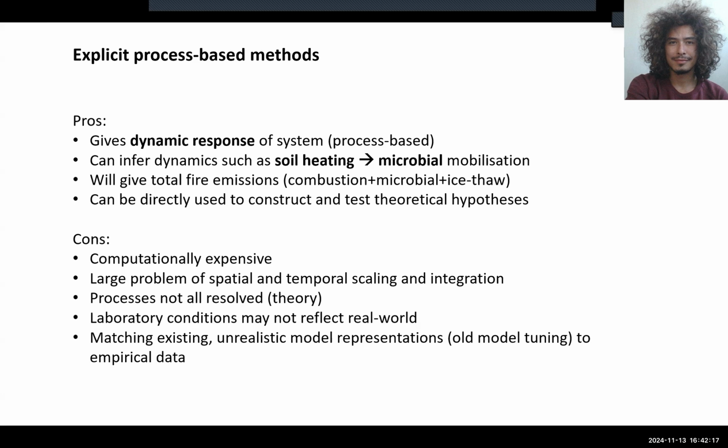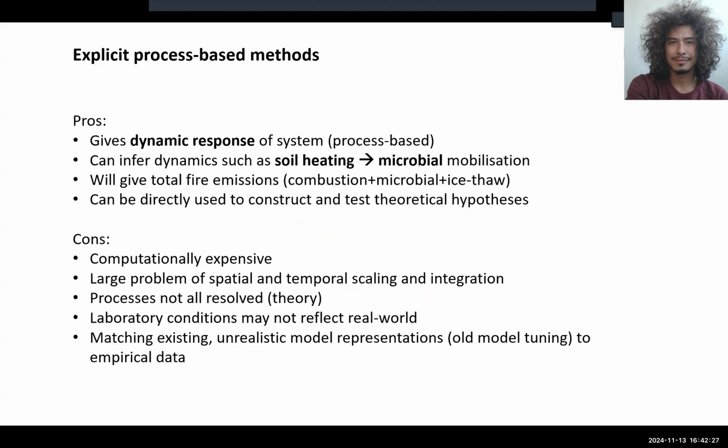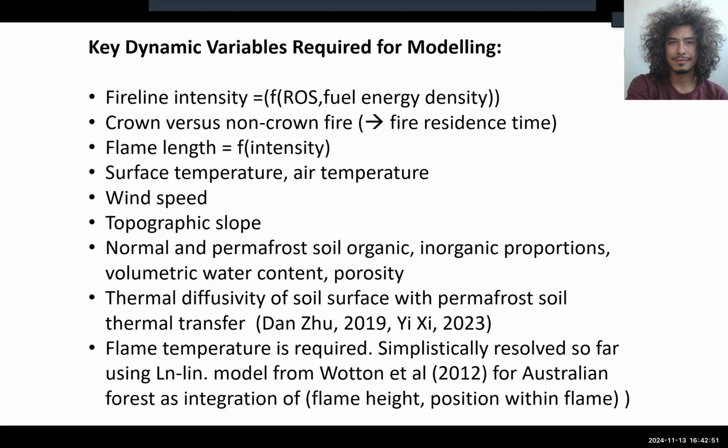There's a huge problem of spatial and temporal scaling, because a lot of these processes are on tiny scales, both in time and space. And some conditions in the lab may not reflect the real world, maybe. And also because, as you saw, the models are not themselves perfect to begin with. In fact, they're very flawed. And so you then have to nudge empirical theory into this kind of clunky, big process-based system model.